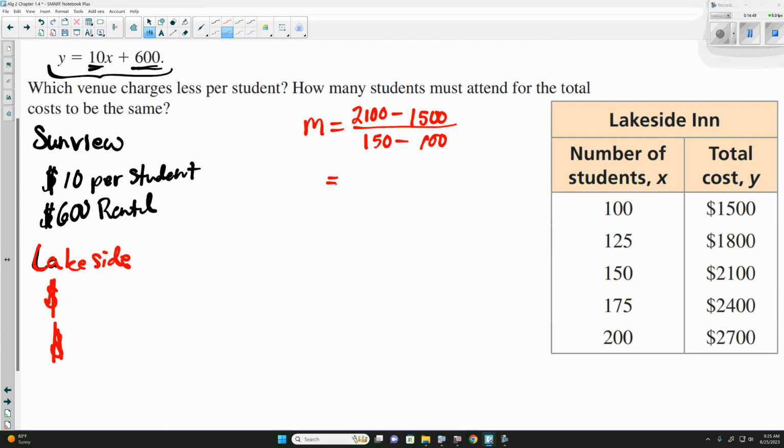Now, at this point here, we can plug this onto the calculator. We don't have to do this by hand. If we did this by hand, it would be 600 over 50, which would be 12. So Lakeside charge is $12 per student.